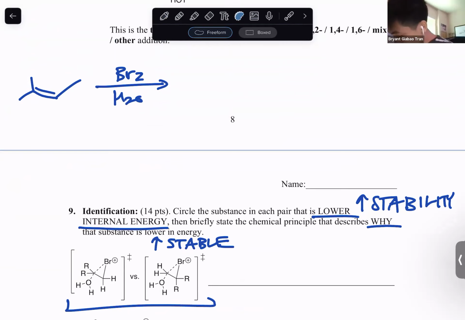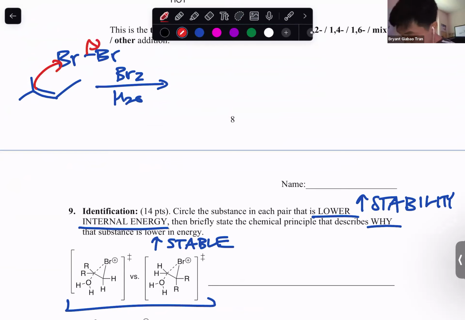Bromonium ion, right? The mechanism is that when we have Br2, one of the alkenes is going to attack the bromine, kicking out the other bromine. At the same time, as this bromine is gaining electrons, gaining a negative charge, and this alkene is losing electrons, gaining a positive charge, the bromine is going to come back and attack the other side of the alkene, giving us this bromonium ion here. I'm not going to include stereochemistry, but we are going to get this bromonium ion, Br plus, right?